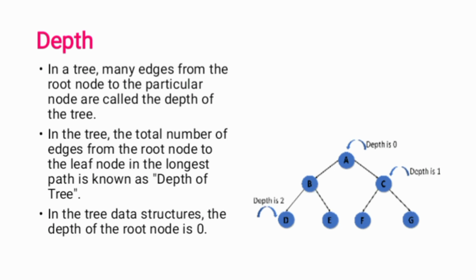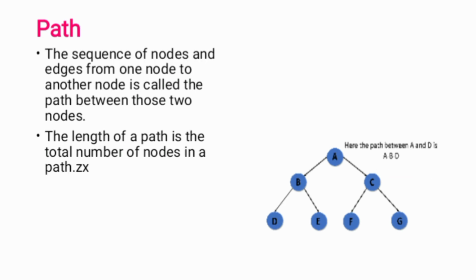The next terminology is depth. The number of edges from the root node to the particular node is called the depth of that node. In the tree, the total number of edges from the root node to the leaf node in the longest path is known as the depth of the tree. In the tree data structure, the depth of the root node is 0. The next terminology is path. The sequence of nodes and edges from one node to another node is called the path between those two nodes. The length of the path is the total number of the nodes in a path.